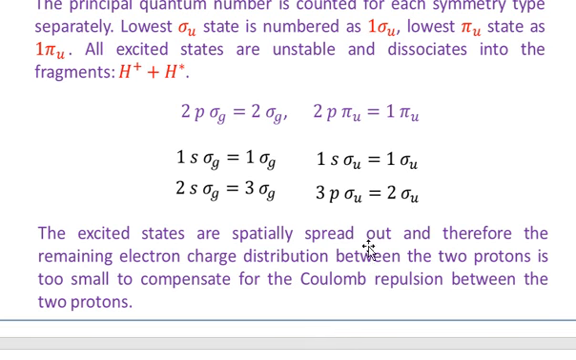The excited states are spatially spread out, and therefore the remaining electron charge distribution between the two protons is too small to compensate for the Coulomb repulsion between the two protons. There is always a Coulomb repulsion between the two protons, which is overcome by the charge distribution of the electrons. In some excited states, the electron charge density between the two protons is too small to compensate for that repulsion.